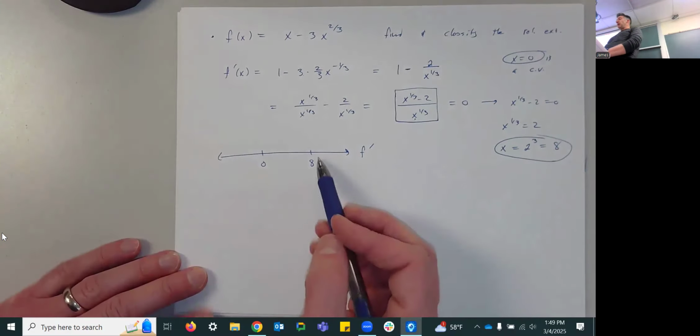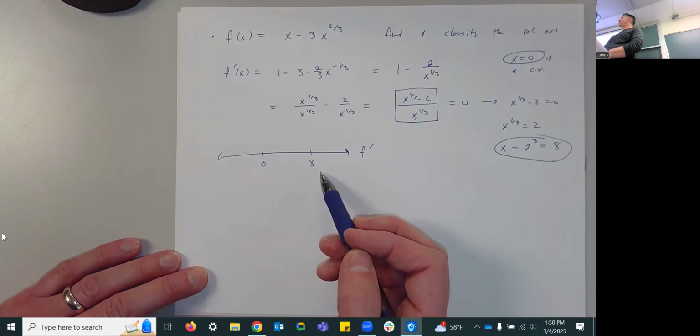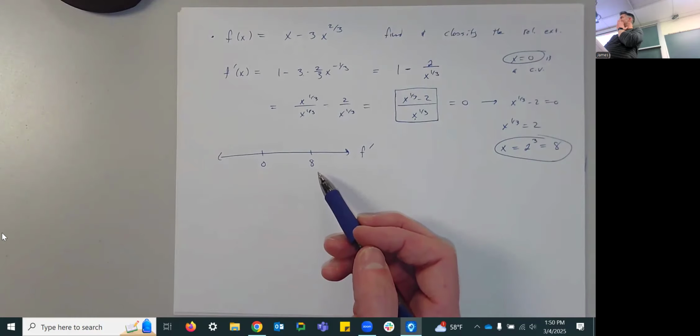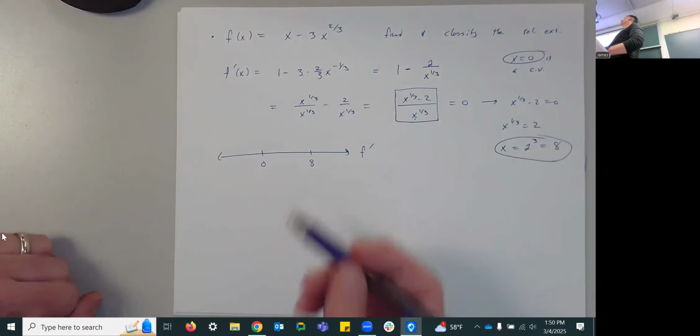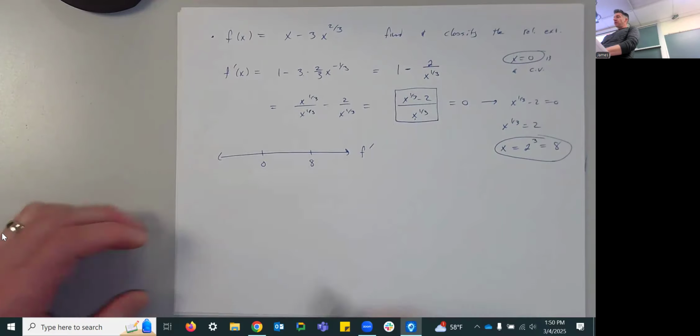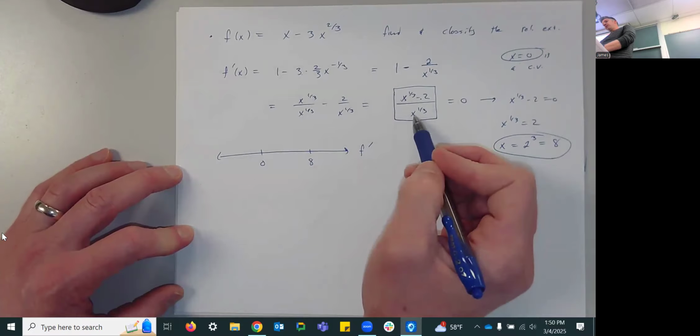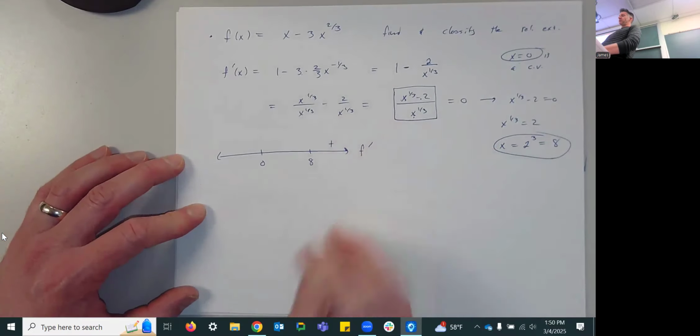So pick a number bigger than 8, like 27. Why 27? Because I can take the cube root of it easily. Pick a number that's bigger and also easy to plug in. So far, it hasn't been a challenge. This one, we have to be a little bit more particular. The cube root of 27 is 3. 3 minus 2 is positive. So it's positive over here.